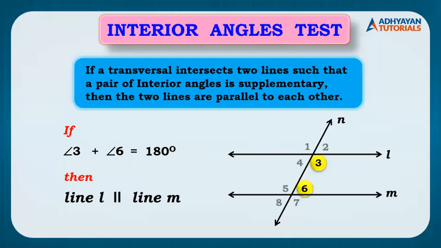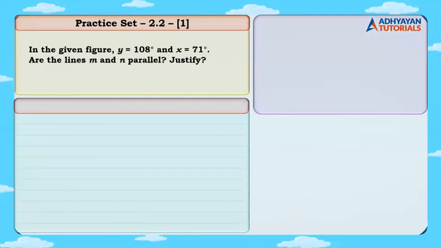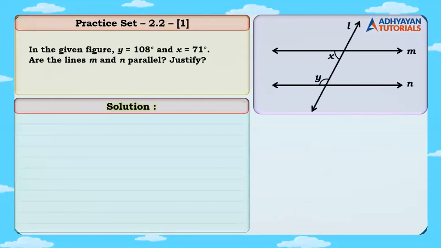Yeah, moving ahead, children. Practice set 2.2, question number 1. In the given figure, y is 108 and x is 71, right? So I state that y is 108, x is 71, equation 1 and equation 2. The question says, are the lines M and N parallel? Justify.